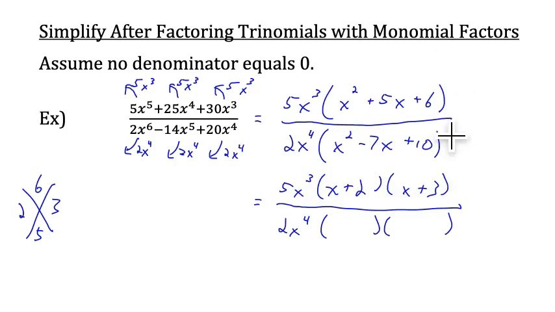Let's turn our attention to the trinomial in the denominator. We're looking for two numbers that multiply to make 10 and have a sum of negative 7. Well, negative times negative equals a positive, and negative 5 minus 2 equals negative 7. So we have x minus 5 and x minus 2 in the denominator.